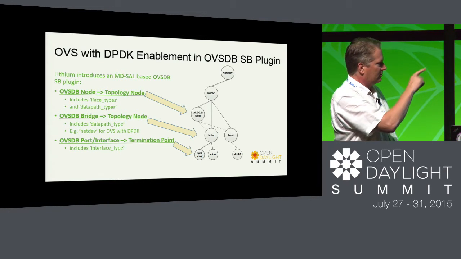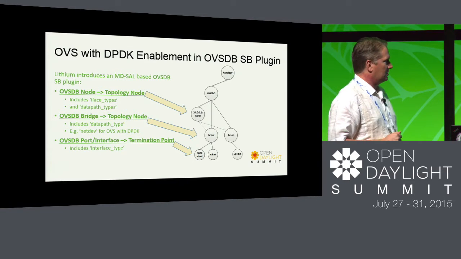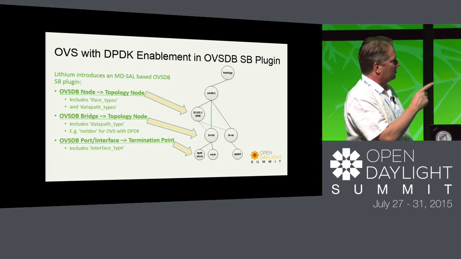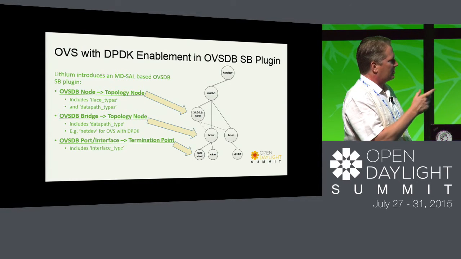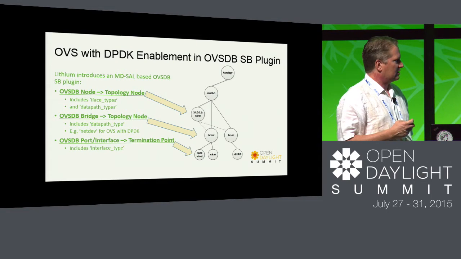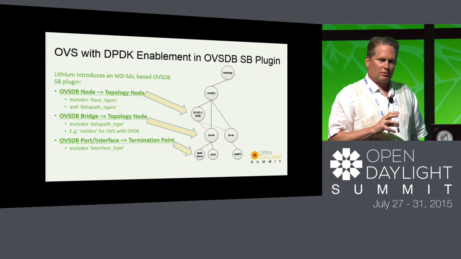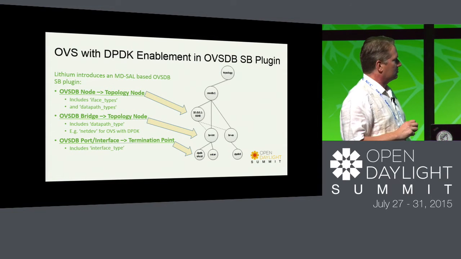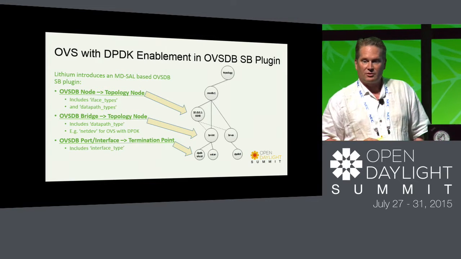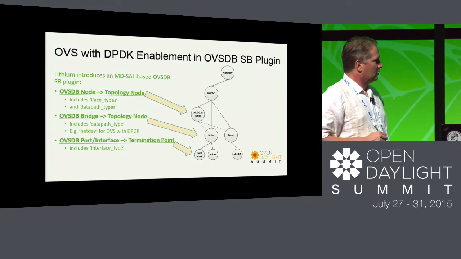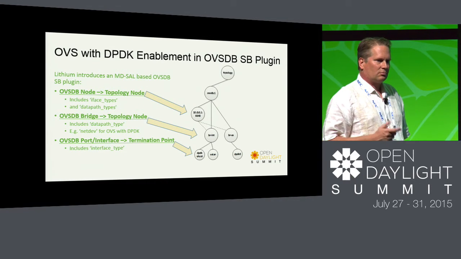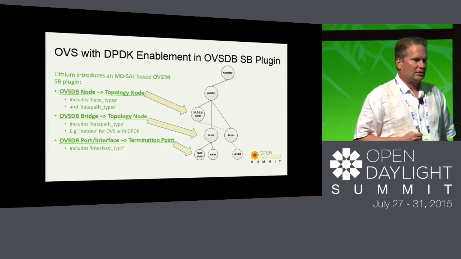I'll just call out the few things that are relevant to OVS DPDK here. For the topology node, there's an augmentation that maps to an OVSDB node, or an OVSDB host. That contains information about the actual OVS host itself, and included in that model are the interface types and data path types that I mentioned previously. So one can query that node and find out whether that node supports DPDK type ports or not.